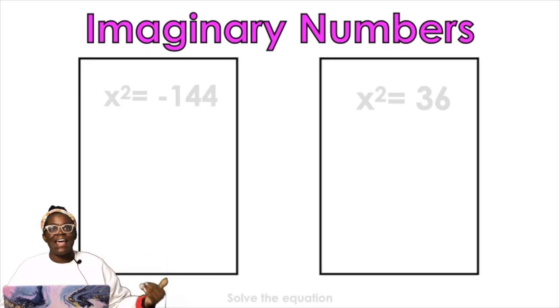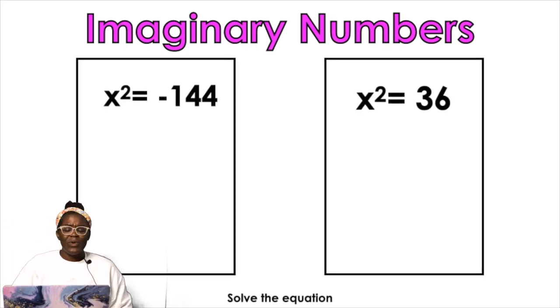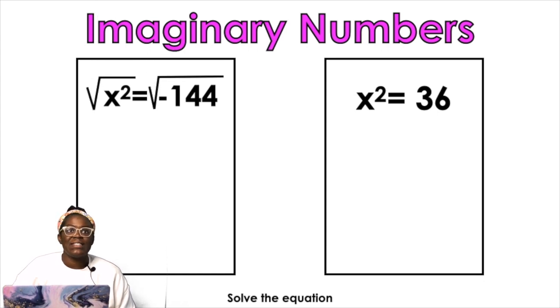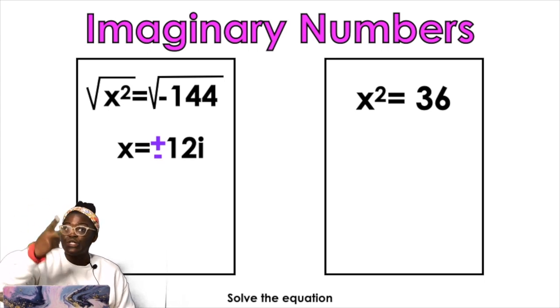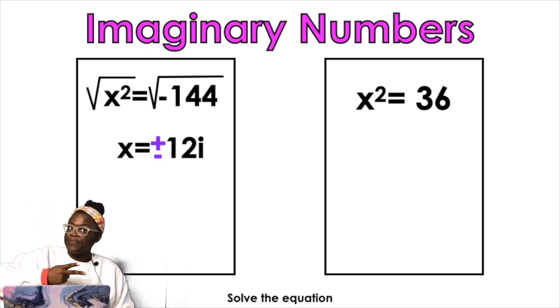So now let's take that skill and bring it with us to solve equations, all right? Almost done, people. So what I'm going to go ahead and do is take the square root of both sides, because that's how you get rid of an exponent, right? So I'm going to get x equals plus or minus 12i, because the square root of 144 is 12, but a negative gives me an i. That's my answer. Remember your plus or minus, because you can't forget that when you're solving equations. We want both answers to be reflected. So plus 12i and minus 12i.